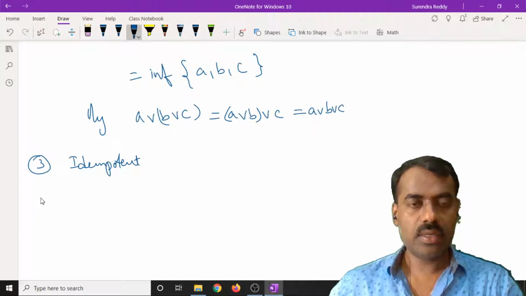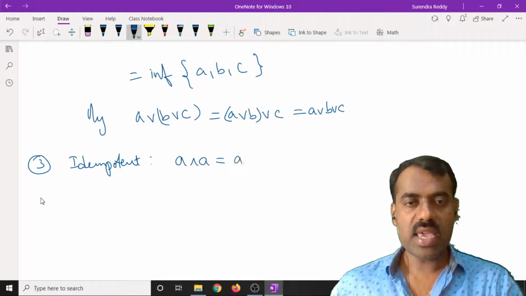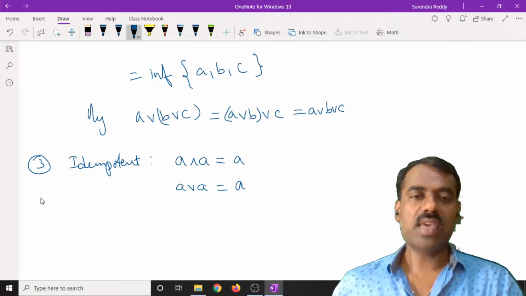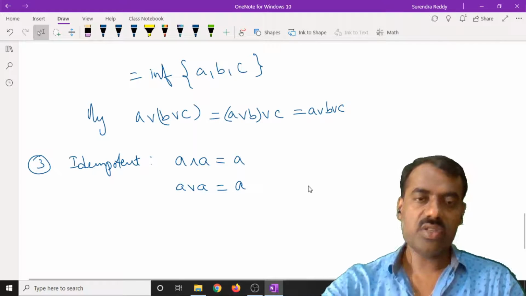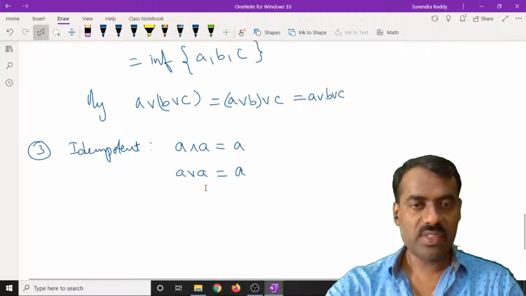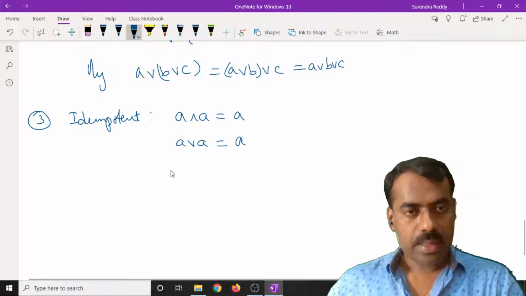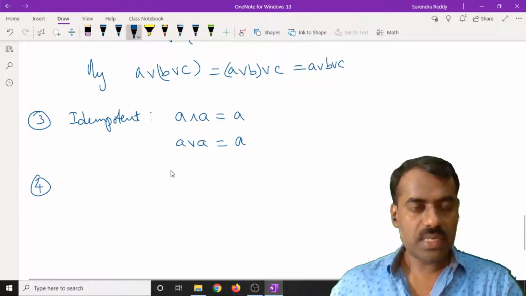Then the third one you can observe here is idempotent. Idempotent means idempotent identities. So A meet A is clearly A in this case, and A join A is also A, because A meet A is the infimum of A comma A and A join A is the supremum of A comma A, which is A. Right?